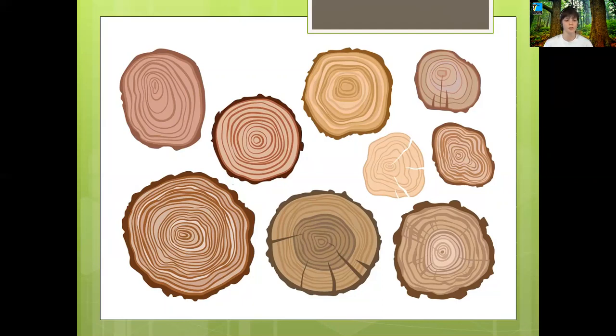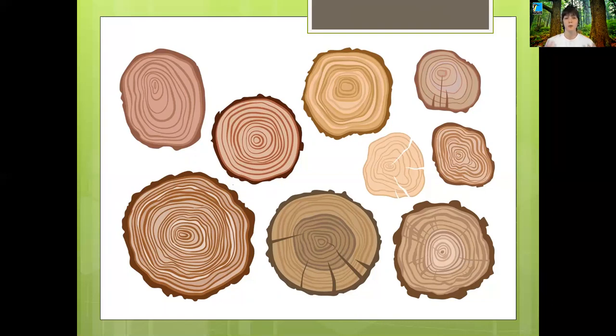Now, if we look at these tree cookies, we see alternating colors on these rings. Some of them are light, some of them are dark, right? These are two different times that the tree is growing. So the tree grows at two different times of the year. It grows in the springtime and in the late summer, early fall. These lighter rings represent that springtime growth. We call it early wood.